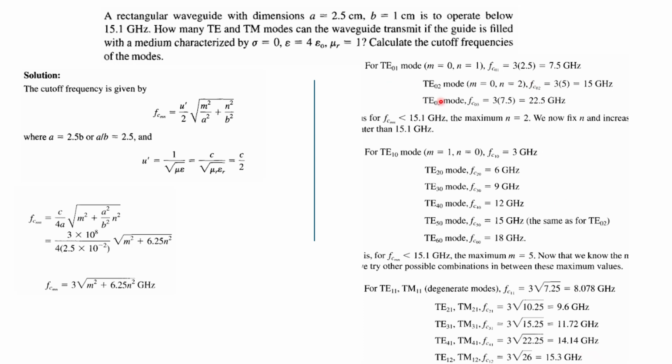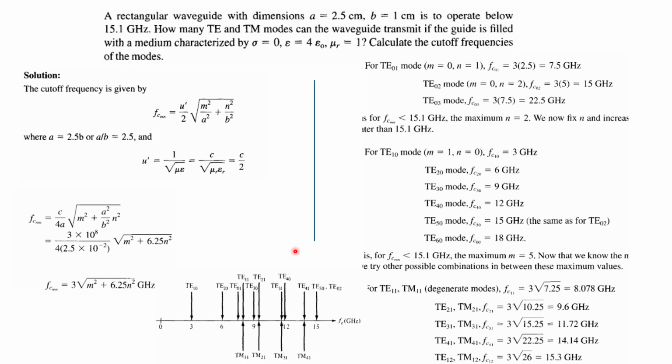So in total, how many modes will propagate? These two, the first TE01, then 02, so 1 and 2, then here TE20, 30, 40, and 50. So 4 plus 2 is 6, and here 11, 21, 31, 41. So here 4 more. So in total, these modes will propagate, right?